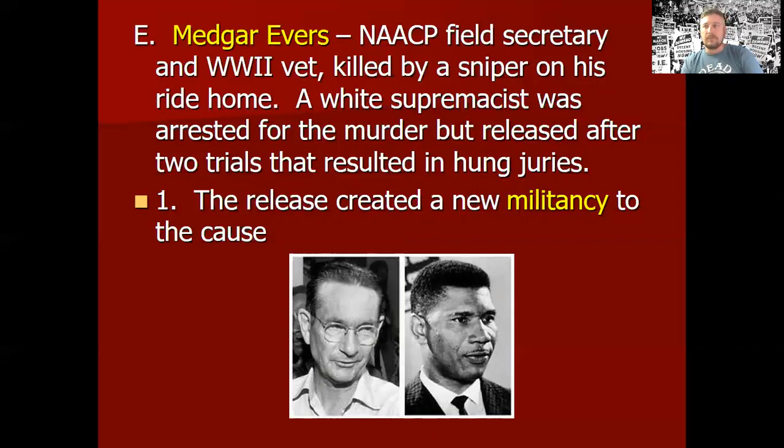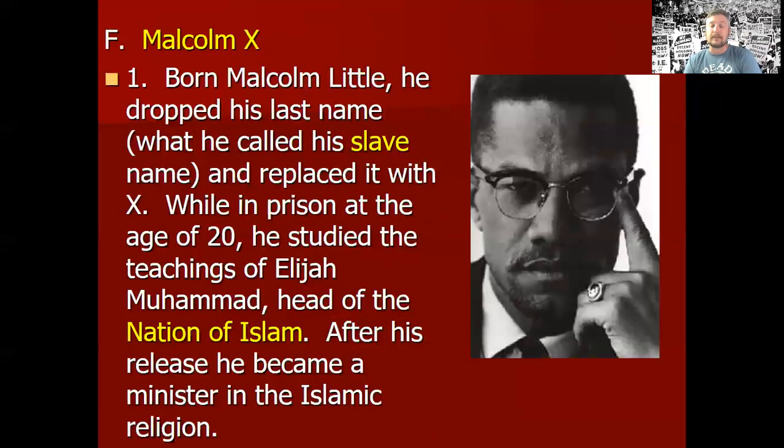This will bring a new militancy to the cause. People are angry. The people start disagreeing with Dr. King. We've been playing by the rules this entire time, and people are still getting killed, and justice is not happening. I want to introduce Malcolm X, who will be kind of the opposing figure. Both men wanted, in some ways, the same thing, but ultimately very vastly different ways to get there.